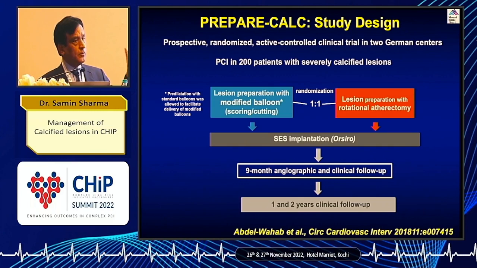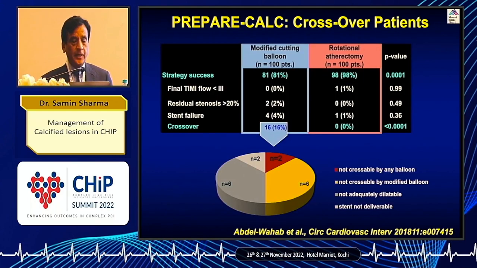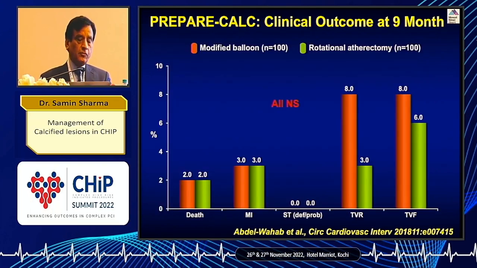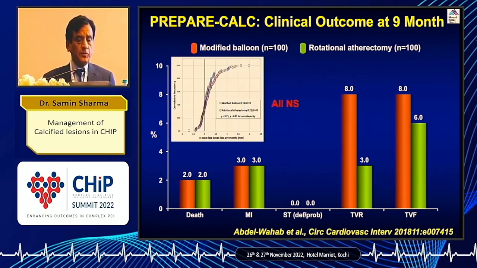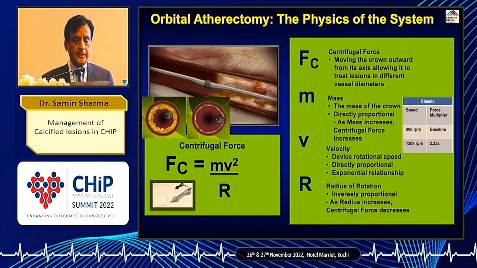Then the same group of investigators did the PREPARE-CALC trial about 5 years later. This time, instead of high pressure, they used a scoring balloon, AngioSculpt or cutting balloon, and you have a better stent delivery. Basically what we found, again, is that 16% of the time in a calcific lesion the operator could not get in to achieve procedural success, so needed to modify. Outcomes were slightly better, although numerically lower, they did not reach p-value significance. There was definitely lower late loss in this study.